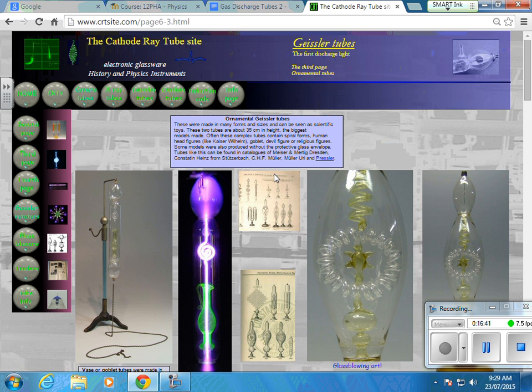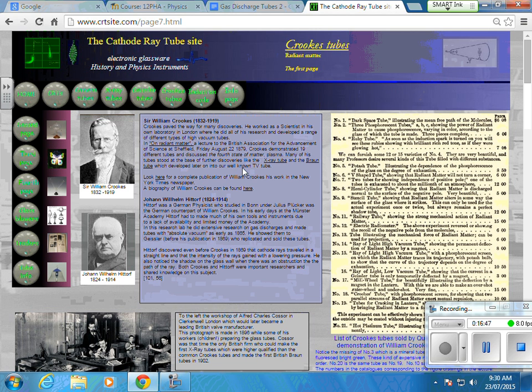Okay, Crookes tubes. I want to read this just quickly. It says, Crookes paved the way for many discoveries. He worked as a scientist in his own laboratory in London, where he did all of his research and developed a range of different types of high vacuum tubes. On radiant matter, a lecture to the British Association for the Advancement of Science at Sheffield in 1879, Crookes demonstrated 19 different tubes and discussed the fourth state of matter, plasma. Many of his tubes stood as the basis of further discoveries like the X-ray tube and the Braun tube, which were developed later on. And the Braun tube turned into a well-known TV tube.